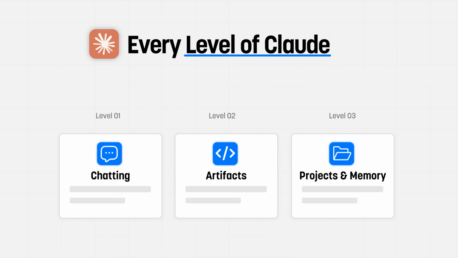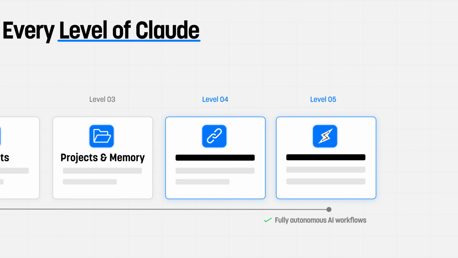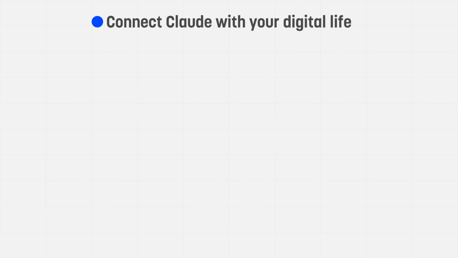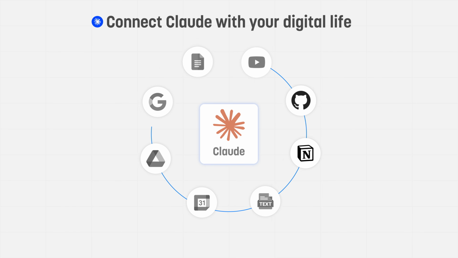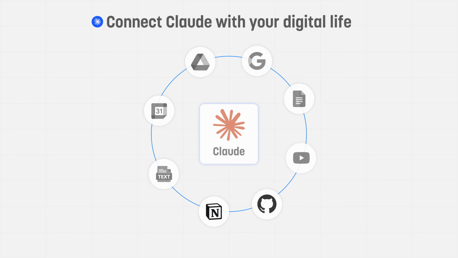Most people never make it past here, which is a shame because the next two levels are where it gets ridiculous. So let's go to level 4, connectors and skills. Now in here, we're gonna plug Claude into your actual digital life and teach it repeatable jobs that it'll do the same way forever. Two parts here.